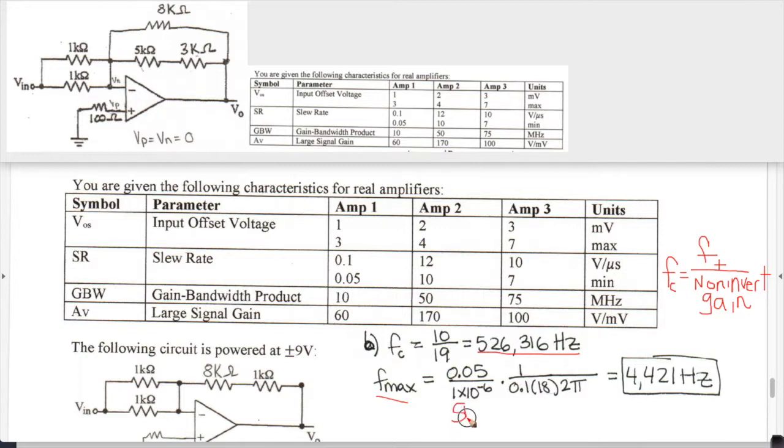We also need to consider fmax due to the slew rate. This is the slew rate divided by 2 times pi times the peak of the output, so make sure you use the output here. There are two values for the slew rate. The lower value means a lower frequency, so that is the worst case value, and we want to pick that one. So 0.05, and remember it's in microseconds, so we include 1 over 1 times 10 to the minus 6. The output is 0.1 times 18, which is the gain, times 2 pi, and it gives us a value of 4,421 hertz. This one is a lot less, so this will be our limiting bandwidth, and that is the bandwidth of the circuit.